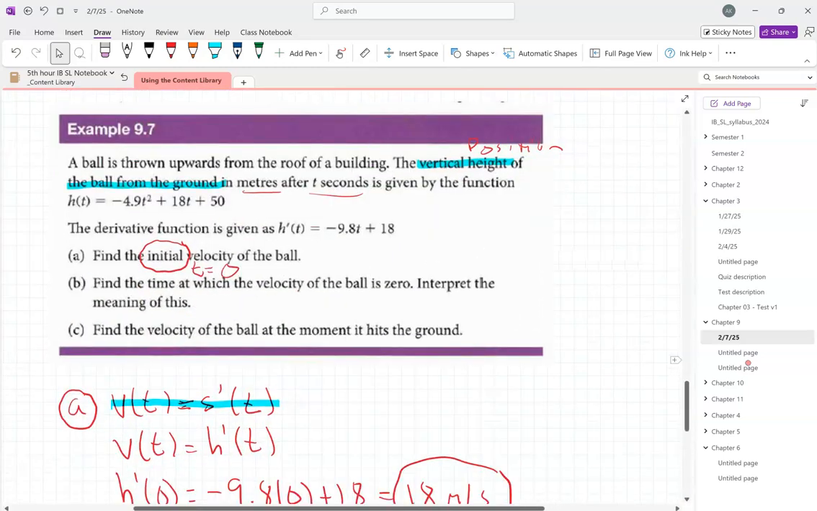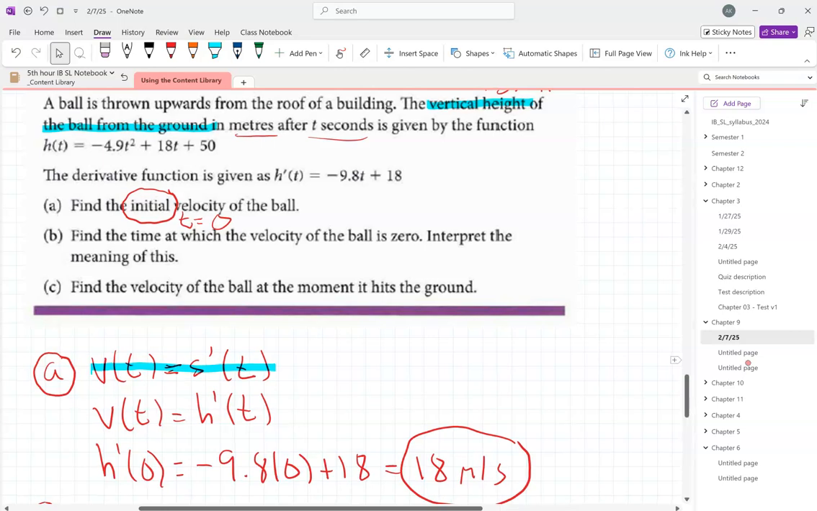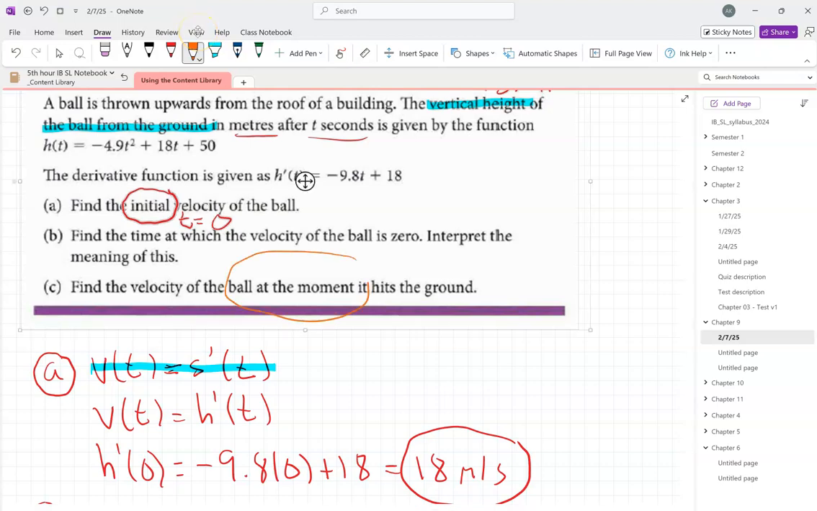Yes? So, why did you just do... you got the same time? Yeah, so the question asked, find the velocity of the ball at the moment it hits the ground. So the first thing I had to do is find the moment, and then once I had that, I can plug it in for velocity. We'll do some more on this next time.